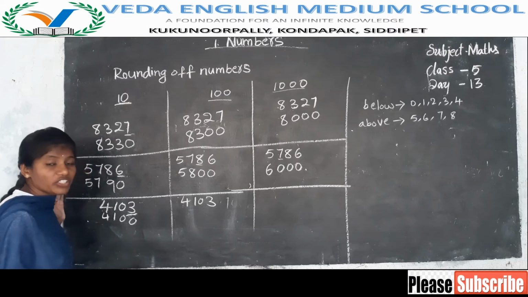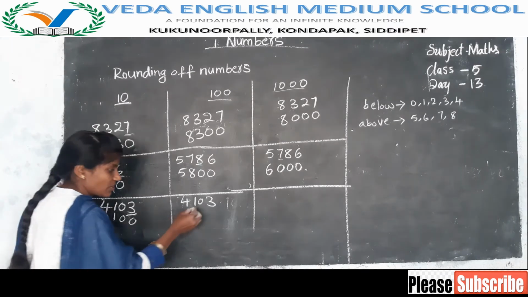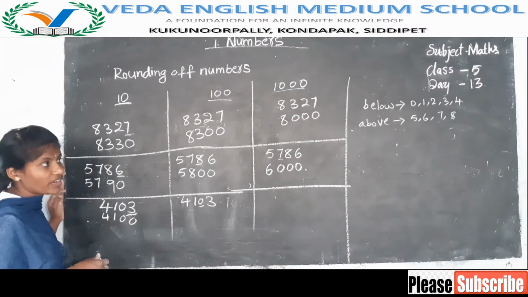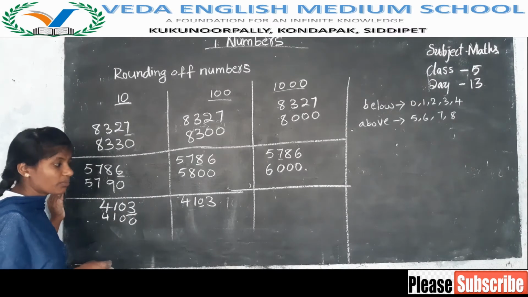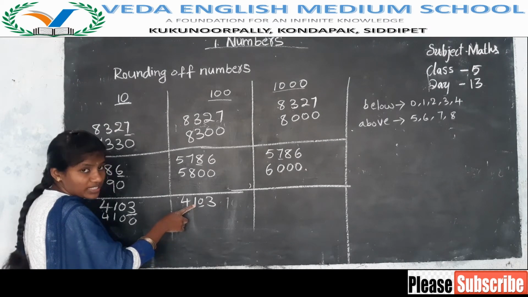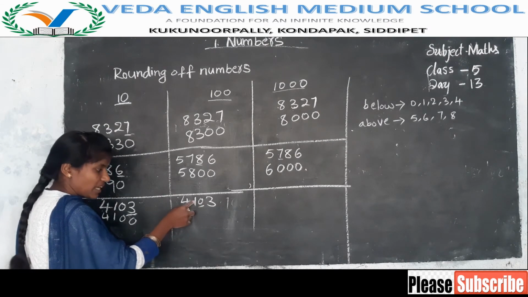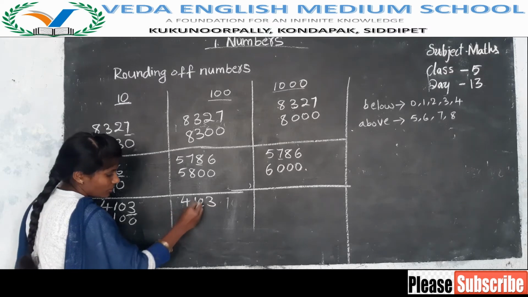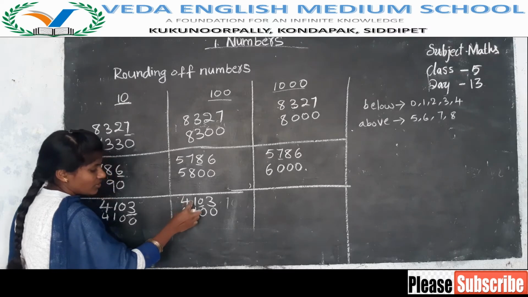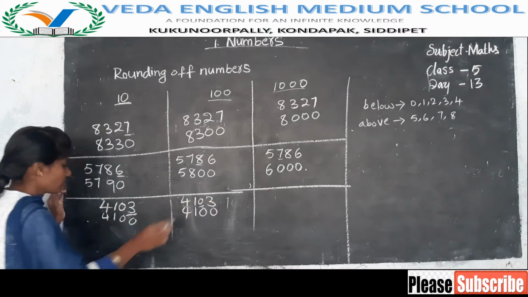Since they are saying hundreds, which place value you have to check? You have to check the place value of tens. What do you have in the tens place? 0. 0 is above 5 number or below 5 number? Below number. Below number means you have to increase the next number? No, there is no need to increase the next number. You have to write the next number as it is and remaining all are zeros. So next number is 1. Remaining all are zeros. 4 as it is. 4103 is nearest to 4100.